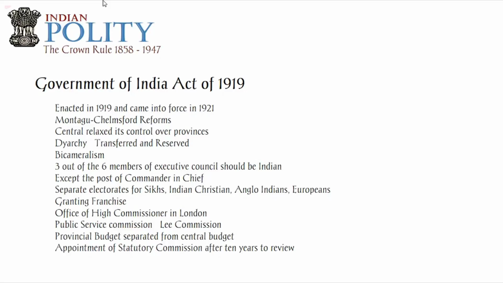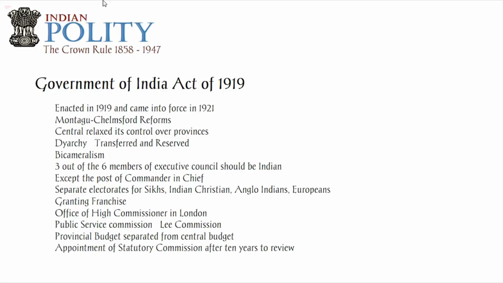Establishment of a Public Service Commission, which was followed by the setup of a Central Public Service Commission in 1926 for recruiting civil servants, on the recommendations of the Lee Commission on Superior Civil Service in India. The provincial budget was separated from the central budget, and the provincial legislatures were authorized to enact their budget. It also provided for the appointment of a statutory commission to inquire into and report on its working after 10 years of its coming into force.